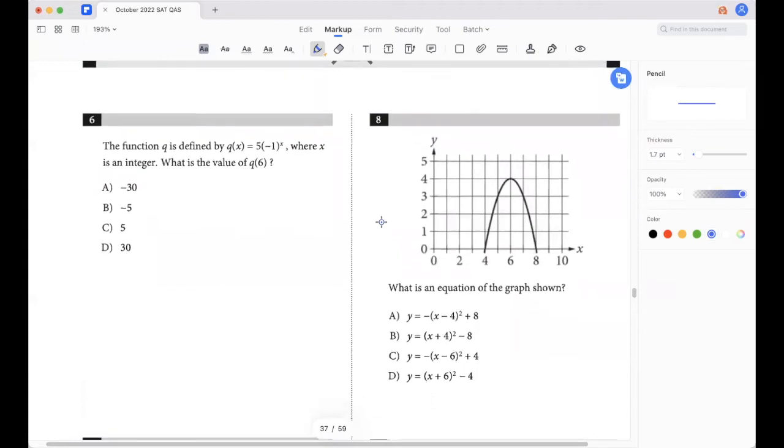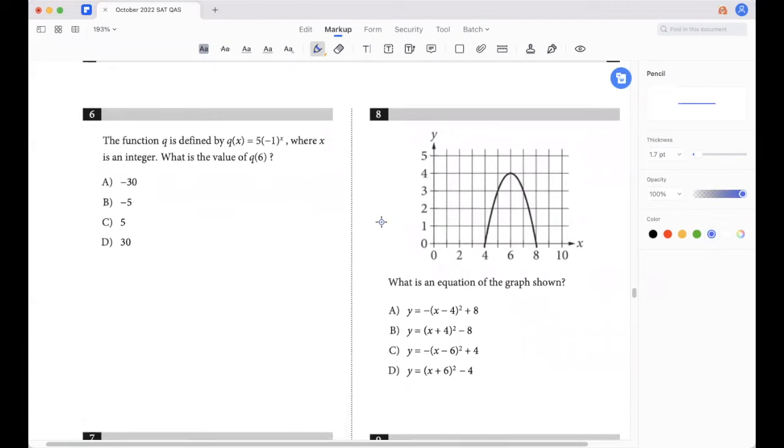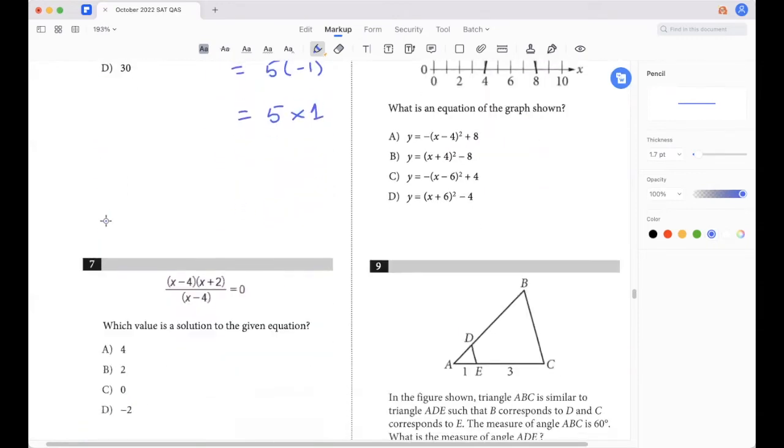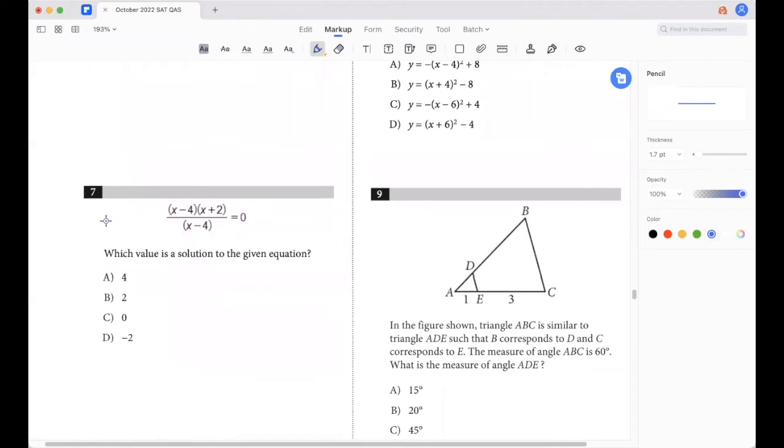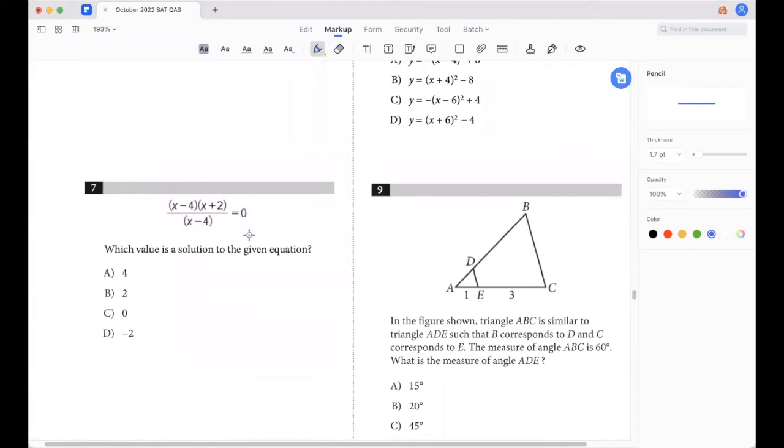The function q is defined by q of x is 5 times minus 1 to the power x. What is the value of q of 6? So q of 6 will be 5 times minus 1 to the power 6, which is 5 times 1, so 5. Which value is a solution to the given equation? So if you take the numerator, then x can be 4 or negative 2. But x equal to 4 is an extraneous root because it would make the denominator 0 and the function would be left undefined. So minus 2 is the only possible solution.